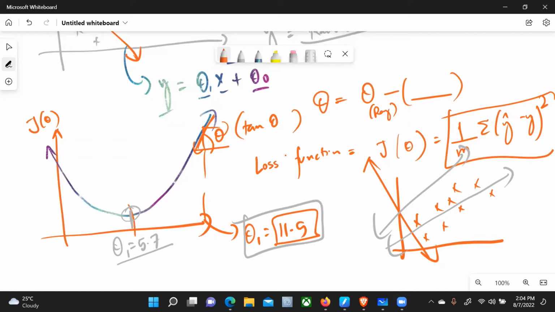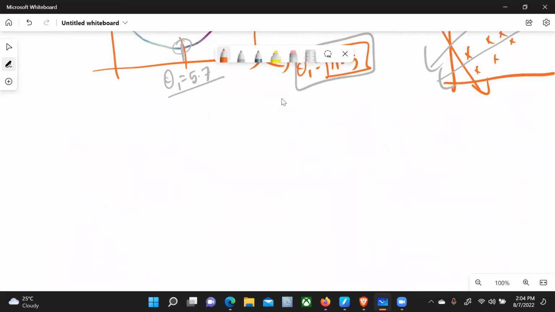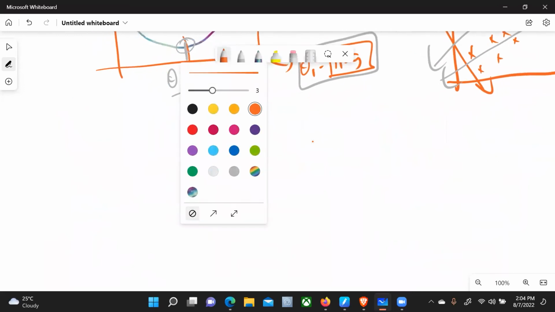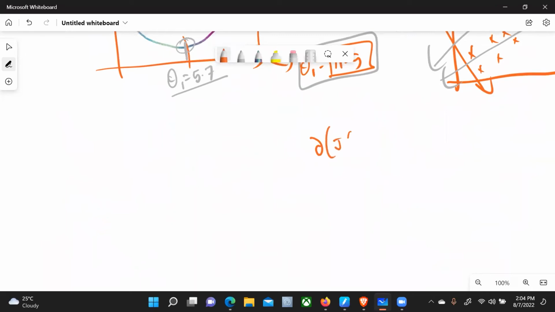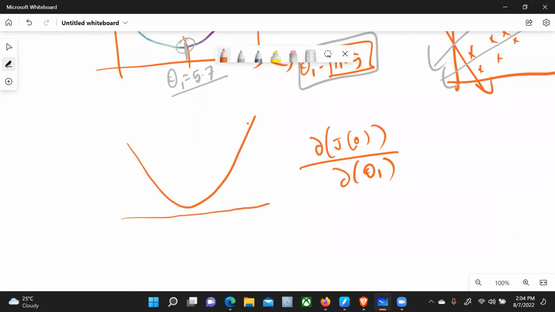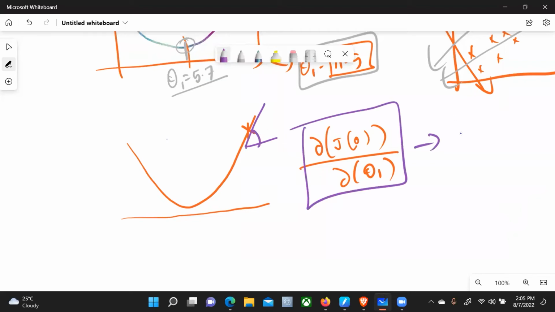So the slope is basically inherently giving us directions here. Slope is tan theta. Now for a continuous function, how we can figure it out is very easy actually. You take the derivative or differentiation, so a partial derivative of J theta with respect to theta 1. Now, this derivative is going to give you what? Yes, that angle exactly. This slope that you are getting is, in mathematics, just the differentiation or the derivative.